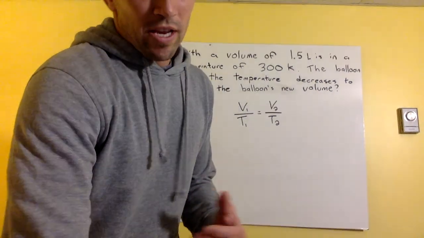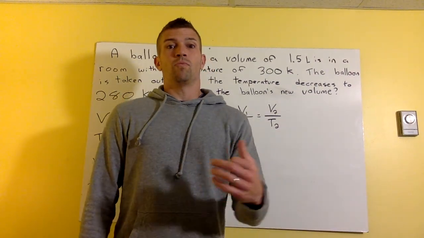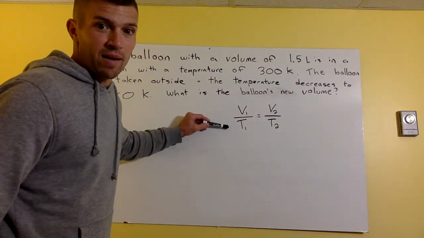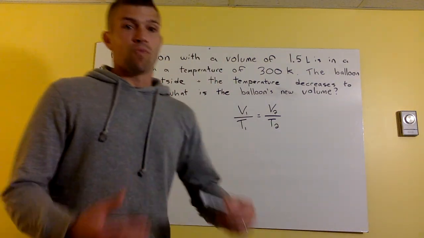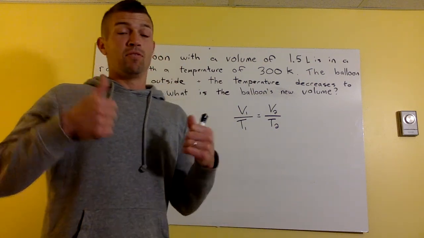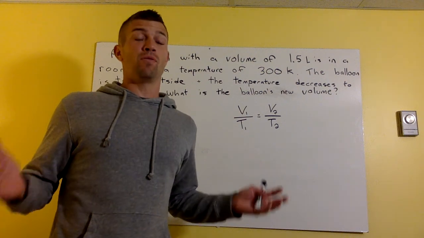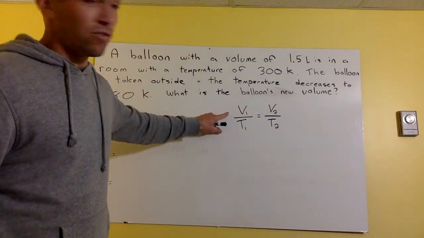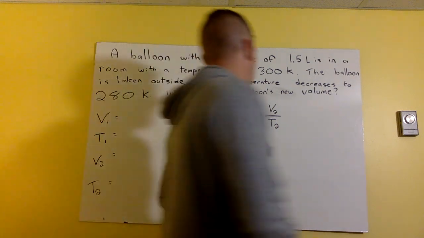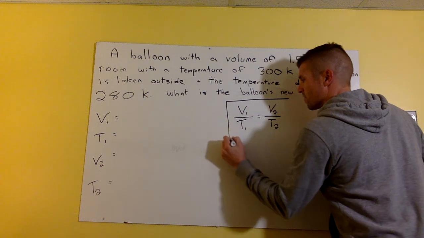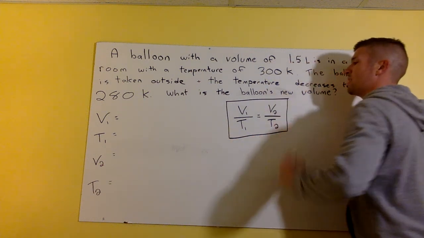So in the other video, we talked about Charles's Law, the relationship between volume and temperature. It's a direct relationship. As one goes up, the other goes up. If we heat up a balloon, it gets bigger. If we put a balloon in the freezer, it gets smaller. Here's our formula this time. It's V1 over T1 equals V2 over T2.